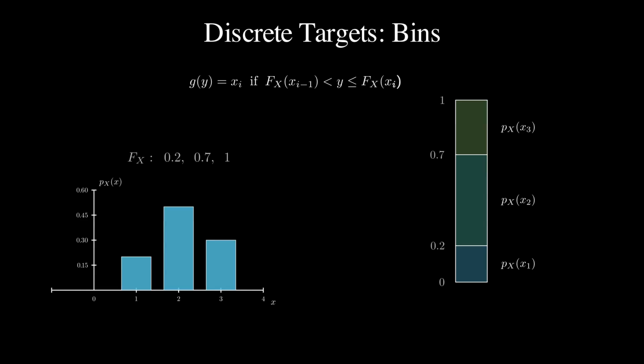The generator is a case statement. Draw y uniform and output xi when y lands in bin i. Watch the draws fall. 0.13 lands in the first bin, output x1. 0.42, second bin, x2. 0.77, third bin, x3. The probability of outputting xi is the probability that a uniform draw lands in its bin, and that is the bin's length, F at xi minus F at xi minus 1, which is exactly the PMF at xi.